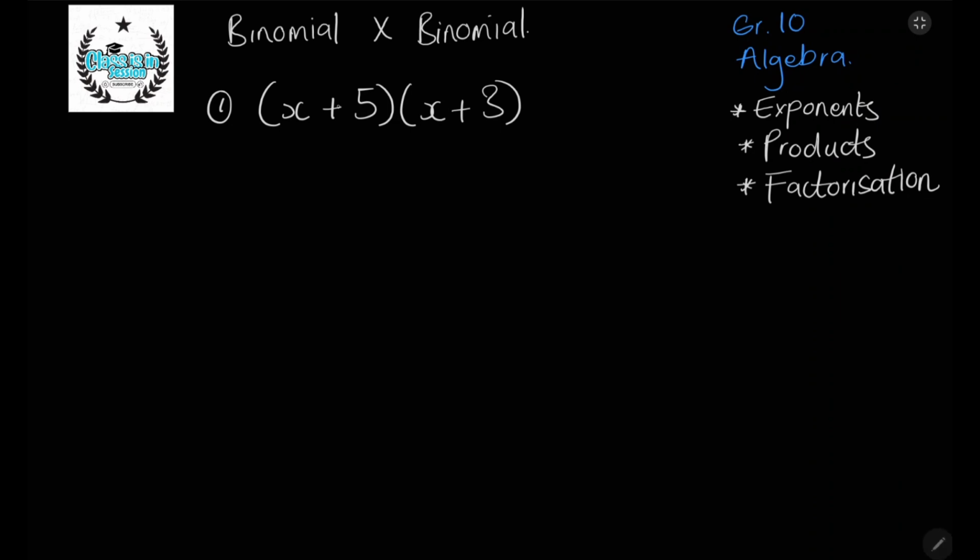What we have to do is multiply this x with that x, then this x with that 3, and then 5 times x, then 5 times 3. This should be very easy for you. As I said, this is grade 8 and 9 work.